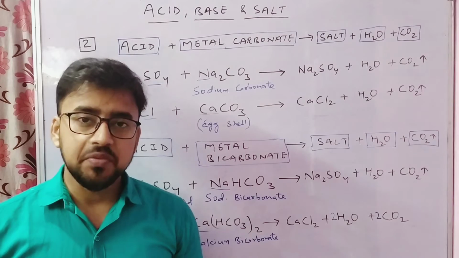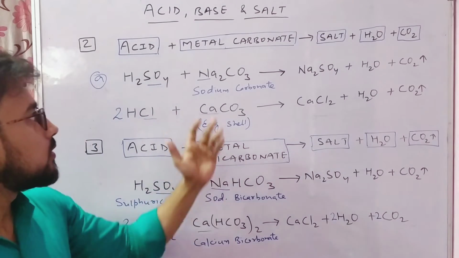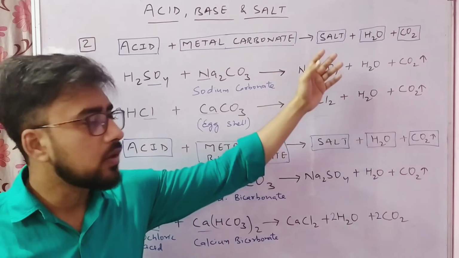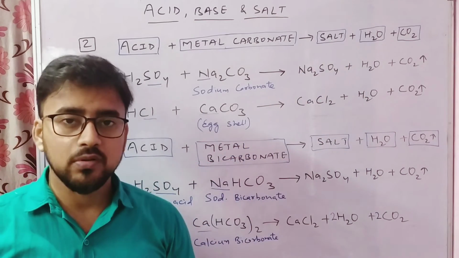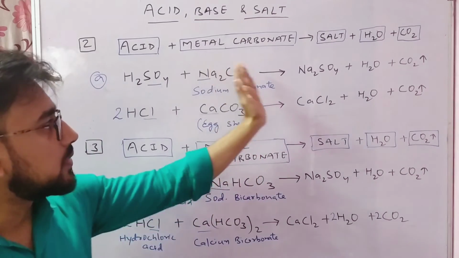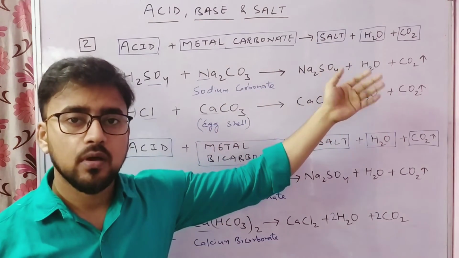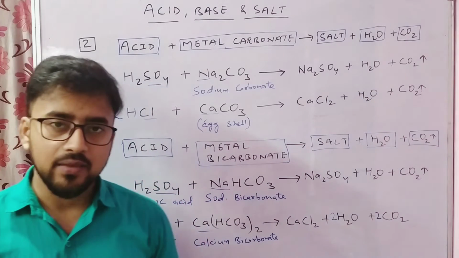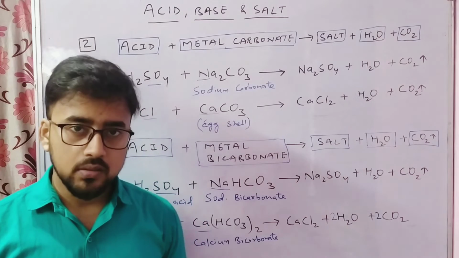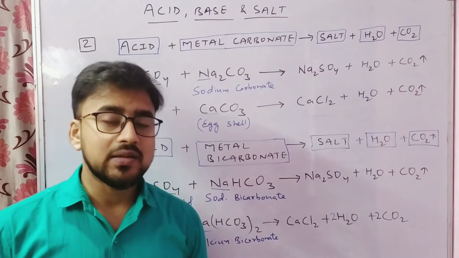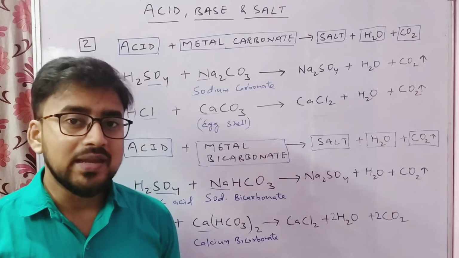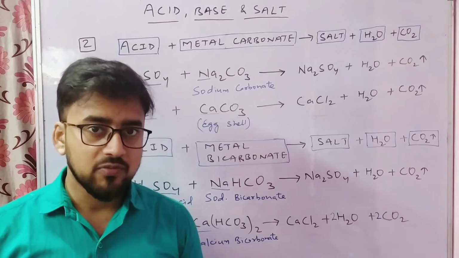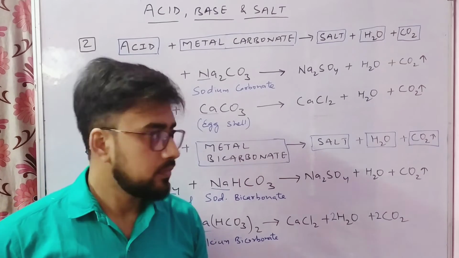Reaction of acids with metal carbonates. As you can see here, acids react with metal carbonates to form respective salts, and H2O and CO2 gas will also be released. So acids plus metal carbonates give respective salts, water and carbon dioxide gas. And as you know, carbon dioxide gas turns lime water milky. Also we can test carbon dioxide gas because it extinguishes fire. So these are the two properties of CO2 by which we can test it.